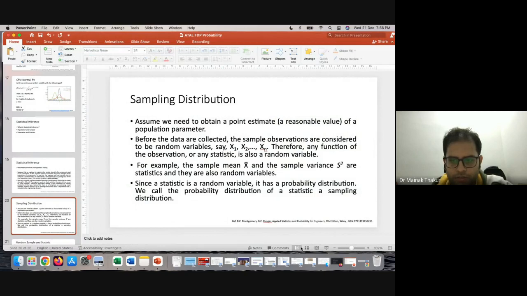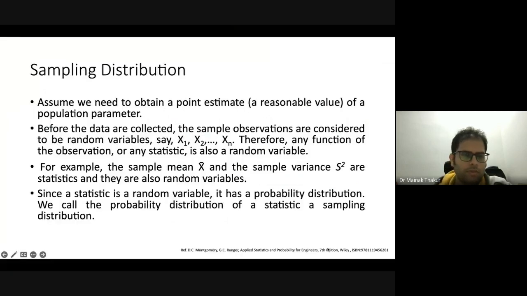Sampling distribution. Let's assume that we need to obtain a point estimate, a reasonable value of a population parameter, before the data are collected. This is a very important concept. You need to understand this. Before the data are collected, the sample observations are considered as random variables.